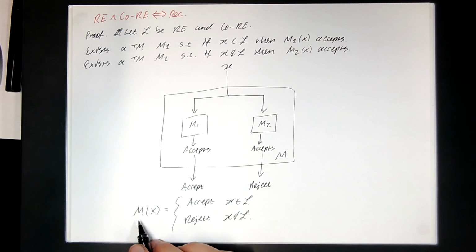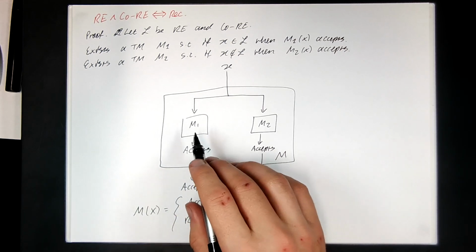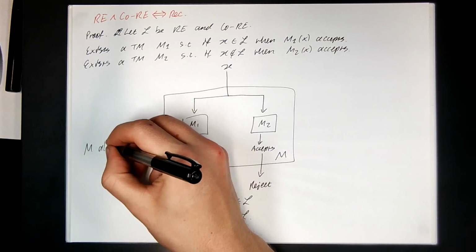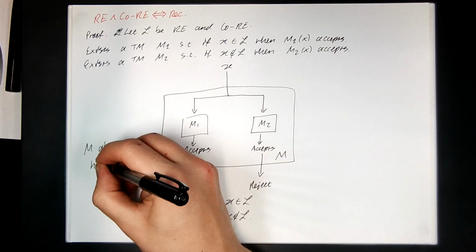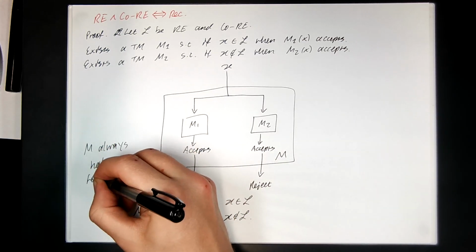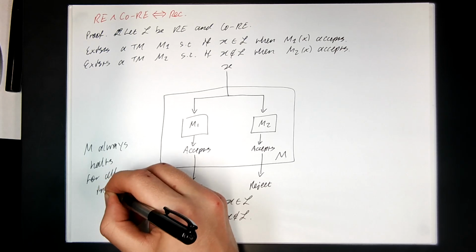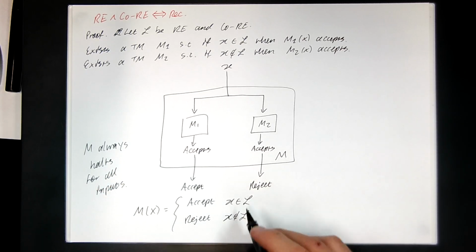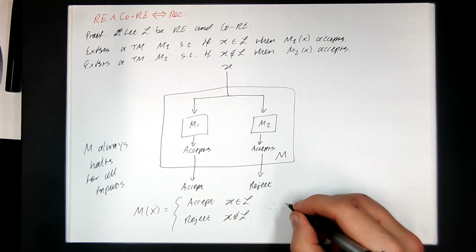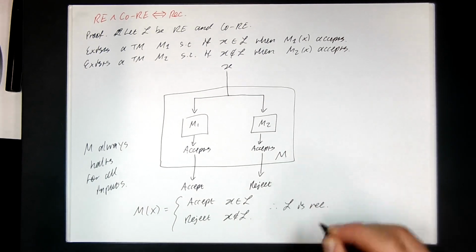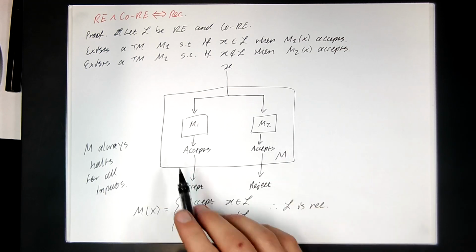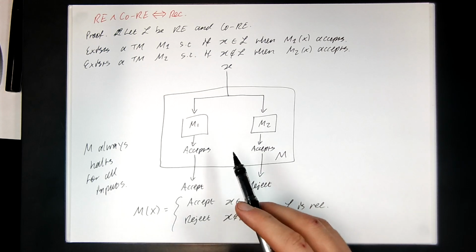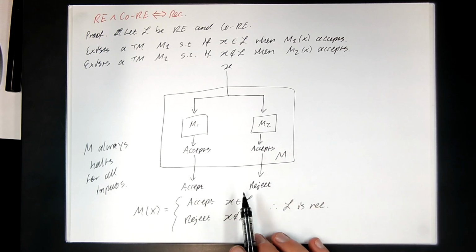M is always guaranteed to halt because at least one of these two machines is guaranteed to halt. So M always halts for all inputs, by construction. That means because we have a finite decision process that checks for membership of L, L is recursive. Okay? Again, we don't have to explicitly construct the machine M that does this. We can just declare that one exists by intuitively describing the algorithm. Okay?